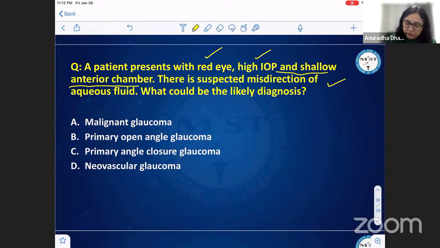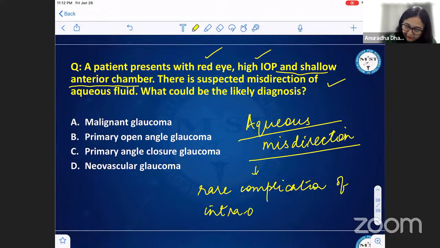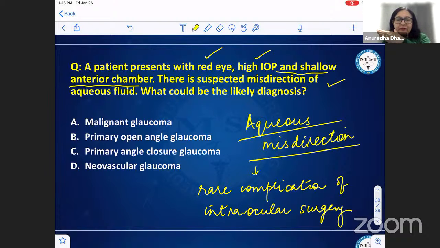Okay, so that is also known as aqueous misdirection syndrome. Aqueous misdirection glaucoma or aqueous misdirection syndrome. Usually it is a rare complication of intraocular surgery, which can be even your cataract surgery or glaucoma surgery, though it's a very rare complication. Because of this aqueous misdirection, the pressure in the vitreous chamber pushes the lens-iris diaphragm, or the lens IOL diaphragm, towards the anterior chamber, and the anterior chamber appears flat because there is no aqueous coming on that side. It's moving to the posterior part in the vitreous chamber.